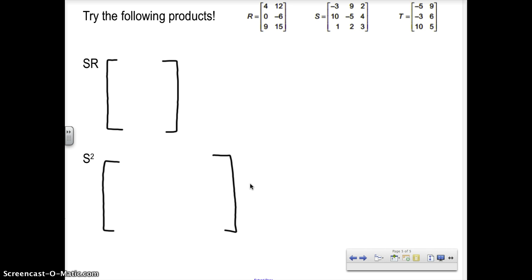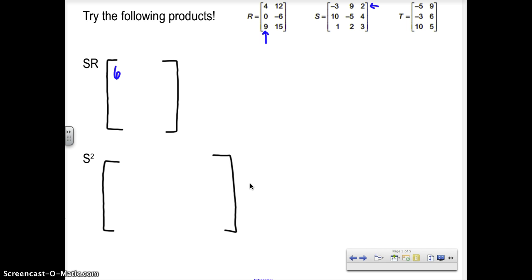Okay, so let's check and see what you're able to come up with. S times R. Now, order matters. Order matters. So when we look at this, we're going to take the first row of S times the first column of R. Okay, so we got negative 12 plus 0 plus 18. It's going to be 6.